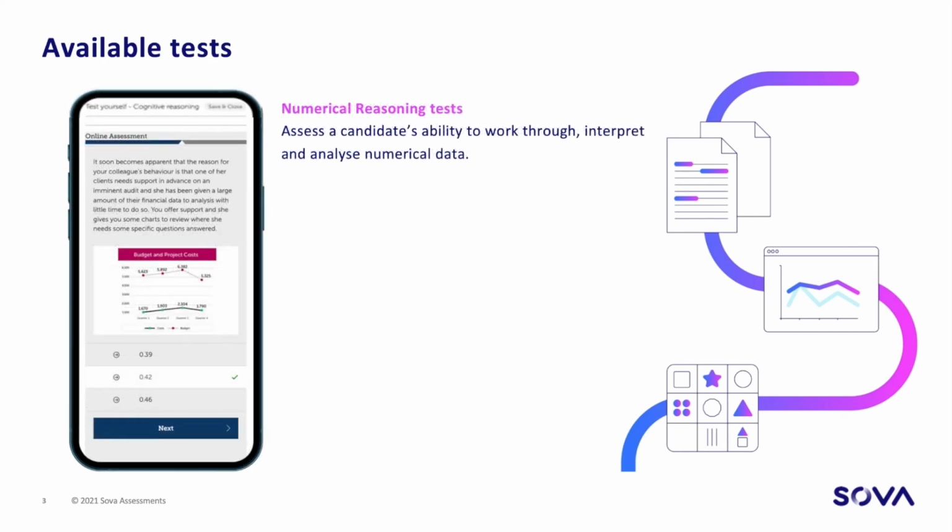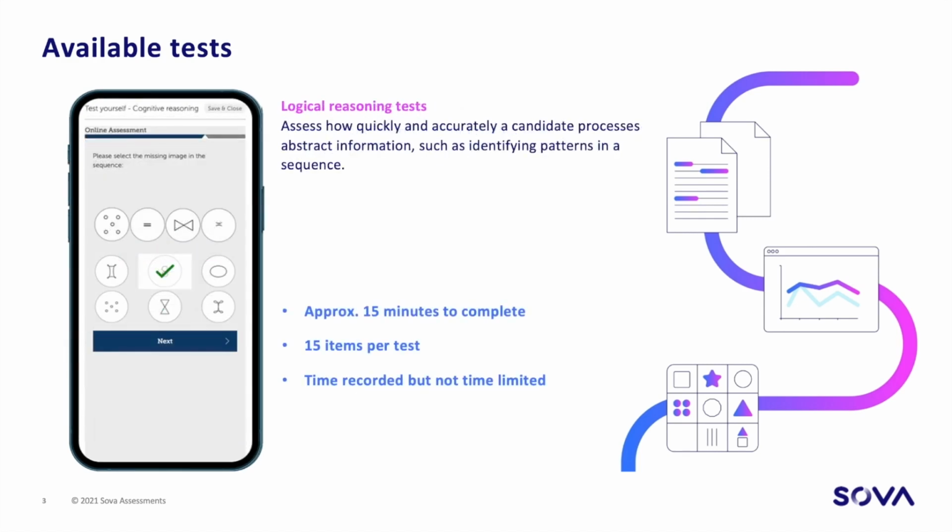Numerical reasoning assesses a candidate's ability to work through, interpret, and analyse numerical data. This is often helpful in roles that involve analysing numerical data, such as business analysis or finance. Logical reasoning assesses how a candidate can process abstract information, such as identifying patterns in a sequence. This type of reasoning ability is involved in fields like coding, as well as the sciences.